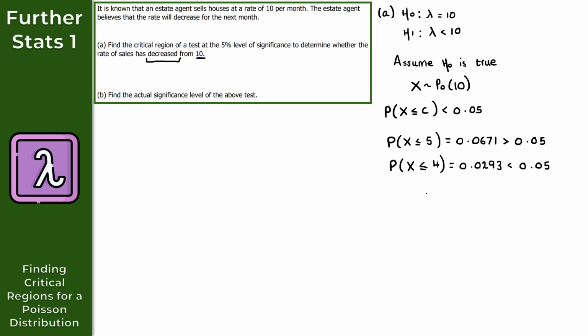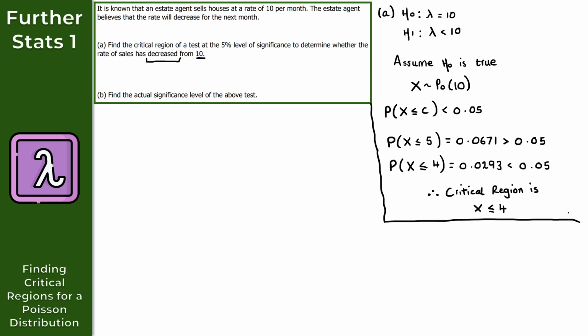So therefore the critical region is, in this case, x is less than or equal to 4. Okay. So x is less than or equal to 4 there. Okay. And there we have it. So that gives the solution to part A. So let's just box this off here ever so slightly.